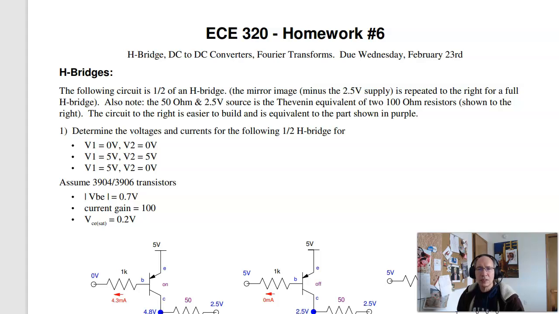Welcome to ECE 320 homework set number 6. This homework set covered H bridges, DC to DC converters, and Fourier transforms.